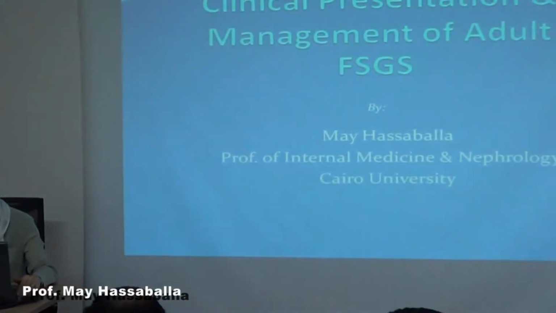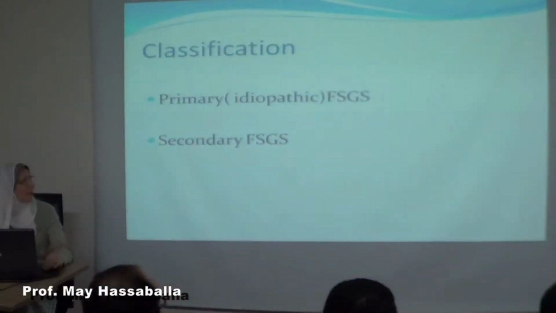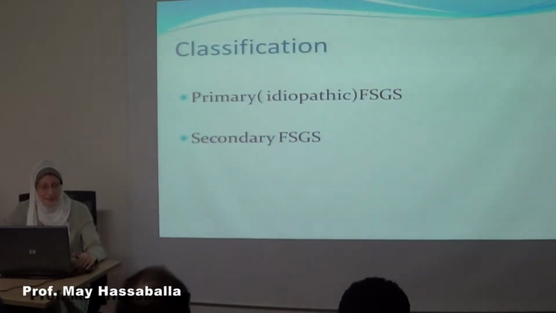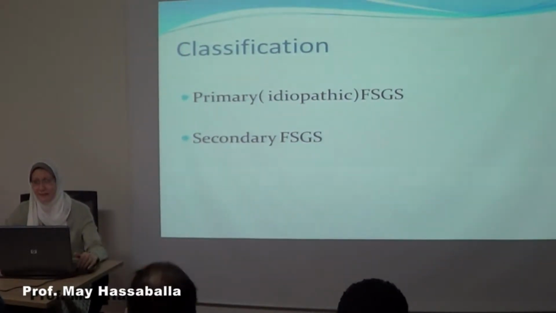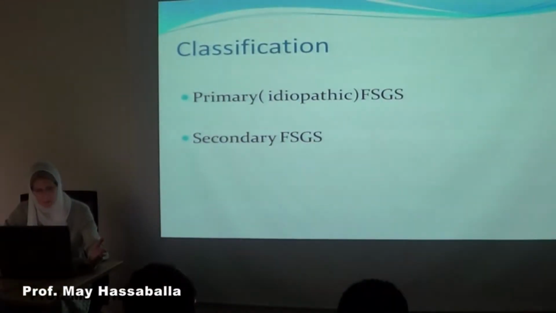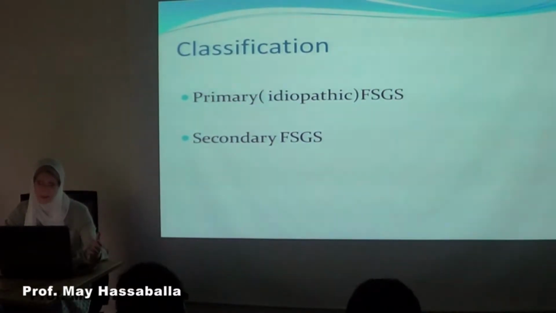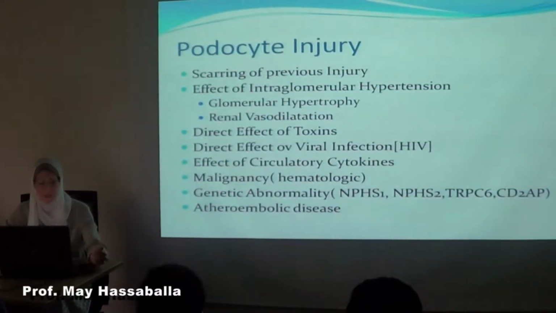about clinical presentation and management of adult FSGS. And you know, of course, by now we have a primary or idiopathic FSGS and we have a secondary FSGS. And the treatment that I'm going to be discussing with you is meant for the primary. So we have to identify the secondary so as not to treat the secondary with the same treatment. And in order to do so, I have to speak about some of the pathogenesis and etiology.